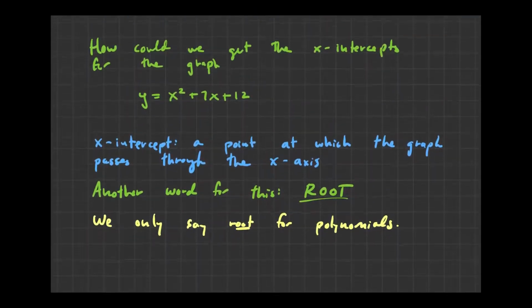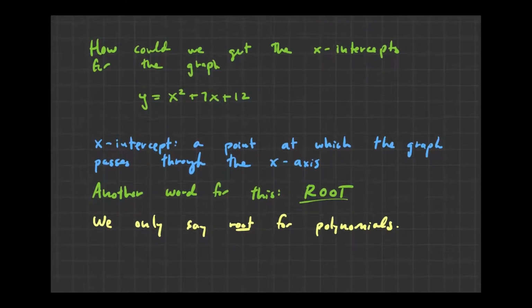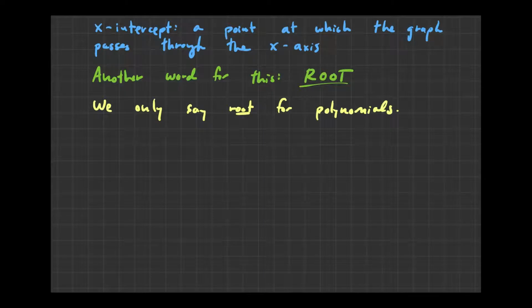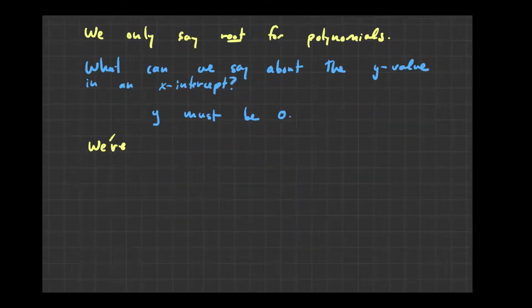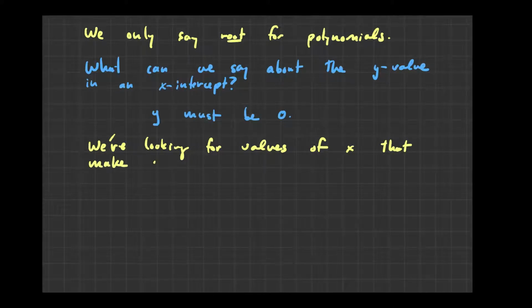So let's talk a little bit about how we could find some of these roots. What can we say about the y value in an x-intercept? Go ahead. Yeah, y must be 0. So really what we're looking for are values of x that make y 0. So let's go ahead and solve that.